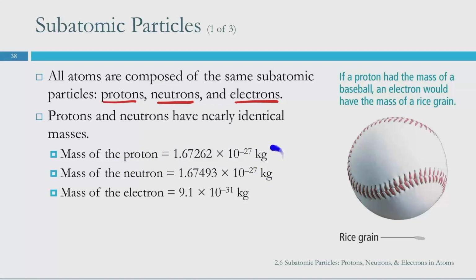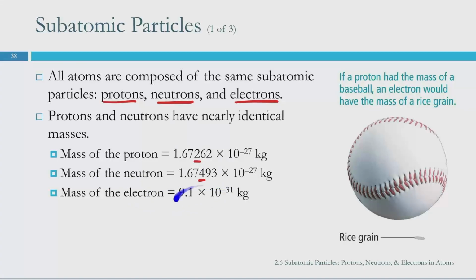They're expressed here in kilograms because that's the convention. So if we look at the mass of our proton and the mass of our neutron, they're both times 10 to the minus 27 kilograms, super small. And they only differ after the third decimal place. So the proton in the third decimal place has a 2. The neutron has a 4. So the neutron is very, very slightly more massive than the proton.